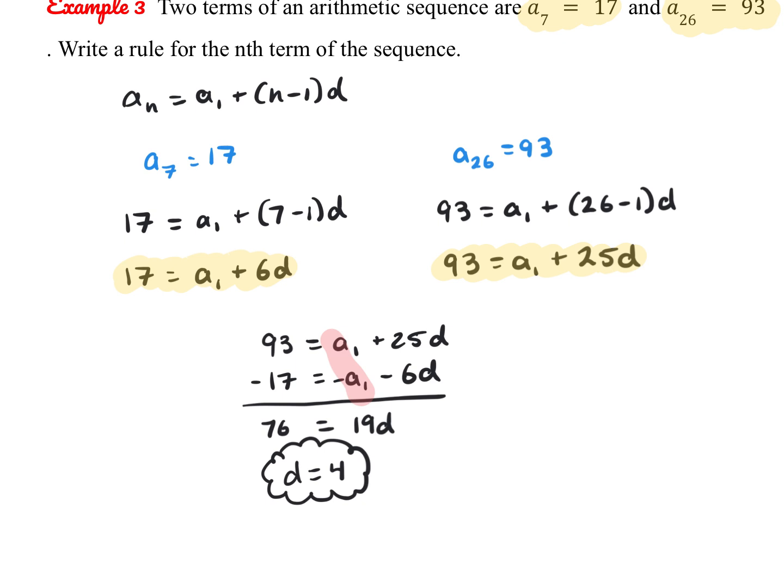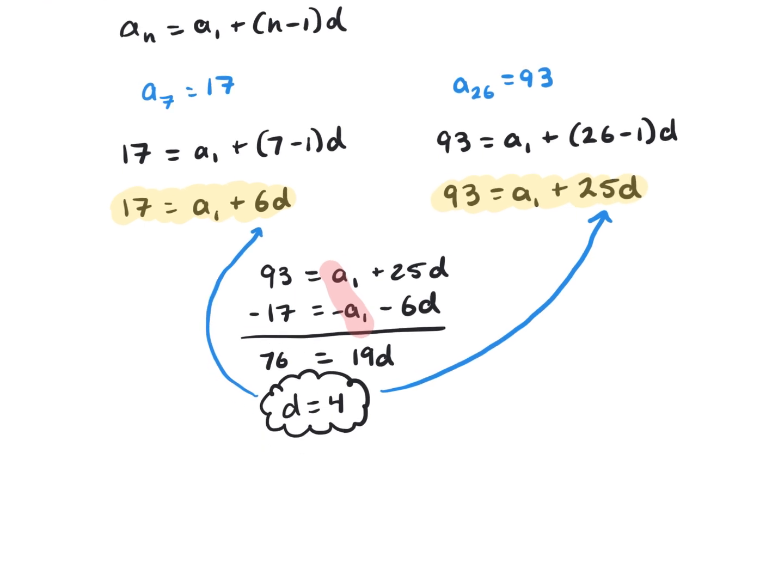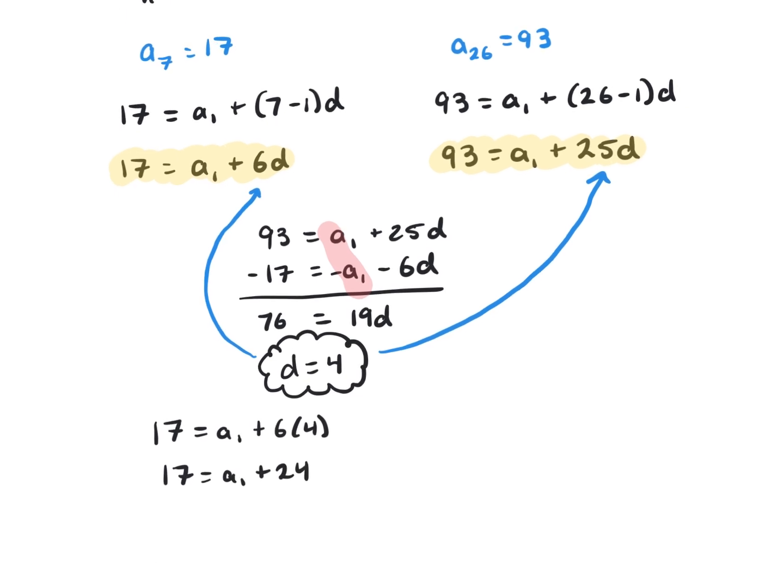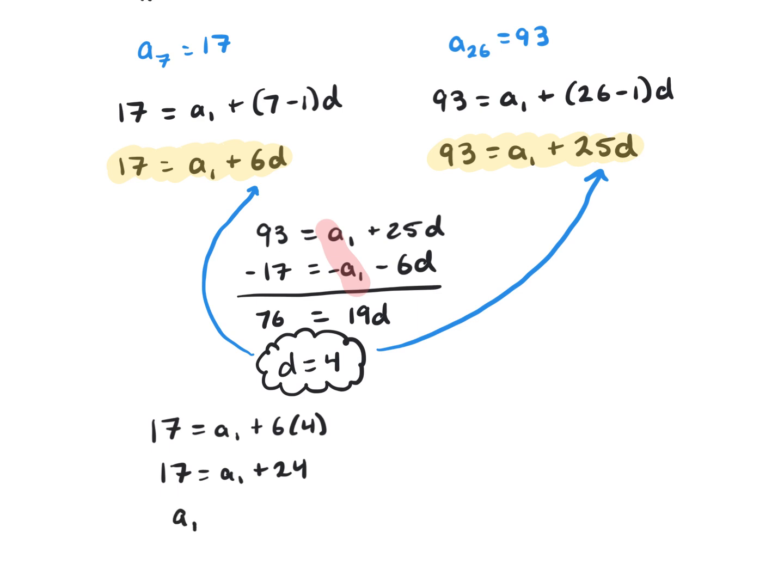And then you can take that and you can actually substitute it into either of these. It doesn't matter which one. So maybe I'll substitute it into the one on the left because the numbers are a little smaller. And that will allow me to solve for a sub 1 plus 6 times 4. So 17 equals a sub 1 plus 24. So we can see that a sub 1 is negative 7. So now I have those two pieces of information that I need to make my rule.